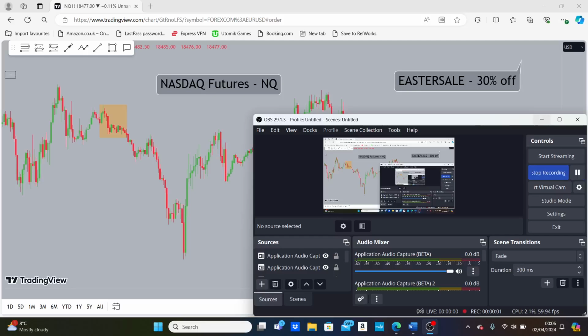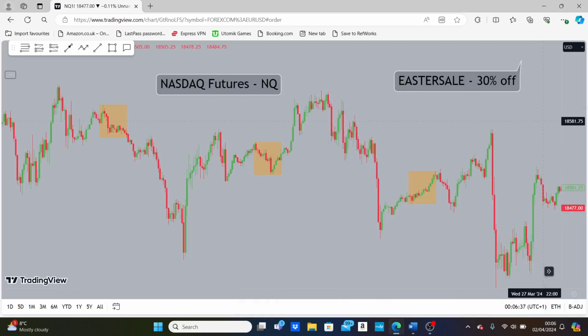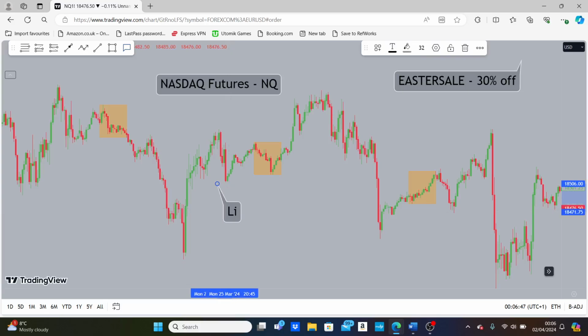Okay, traders, welcome back to the channel. Here we have the Nasdaq futures, or the NQ chart, in front of us, and we're going to be going over a very quick case study of a potential trade you could take. We're going to be focusing on the concepts here, specifically liquidity and timing.